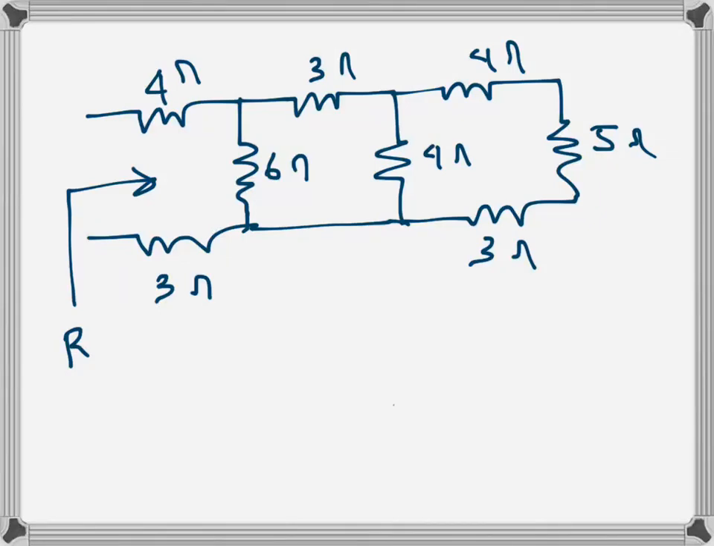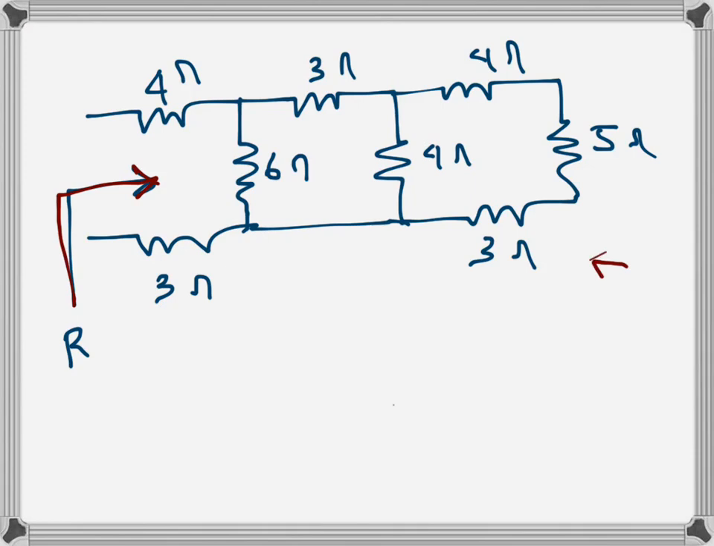For this arrangement of resistances, we have to find the equivalent resistance as seen from here, or the resistance, in short, the resistance seen from here. So we have to replace the whole arrangement with just one resistance. In order to do that, we should start from this side.